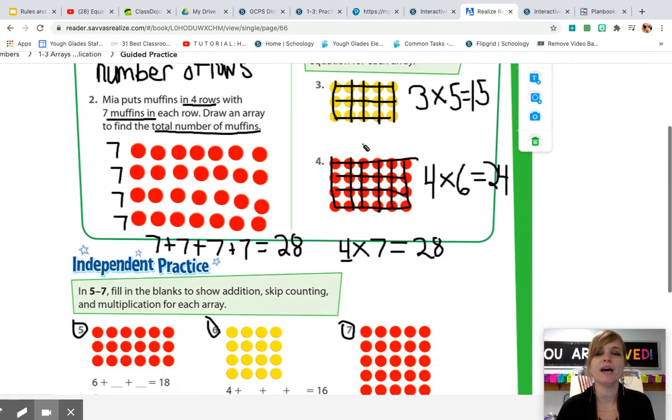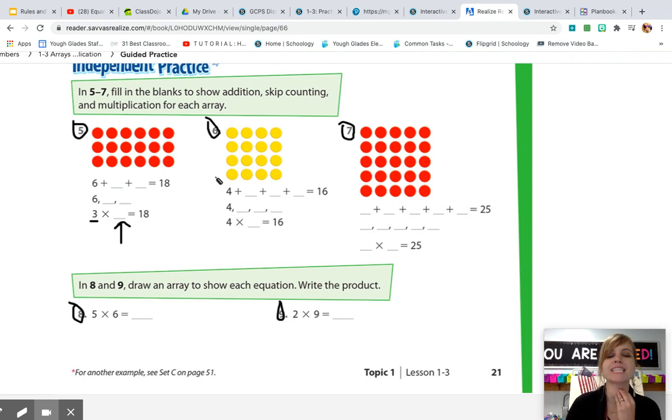All right, so we're going to do some of those in our math book. So remember, you have to do pages 5, 6, 7, 8, and 9 for independent work today. And then you need to complete your exit ticket.